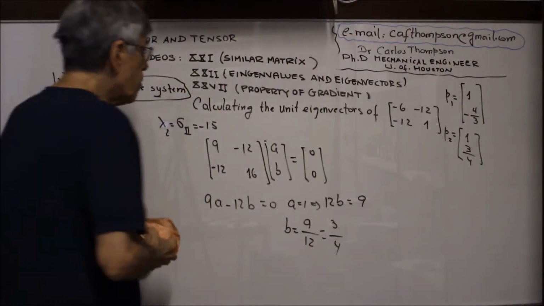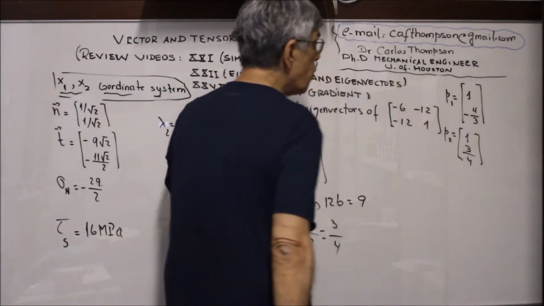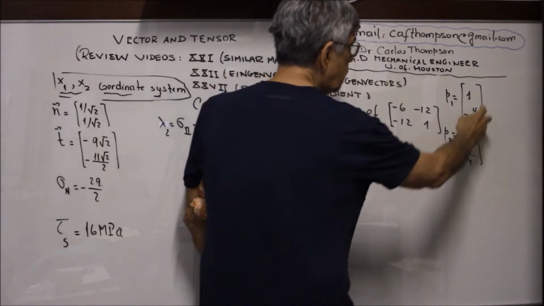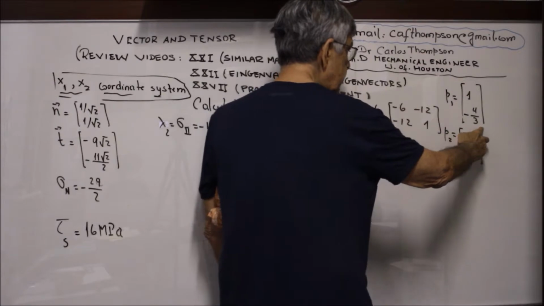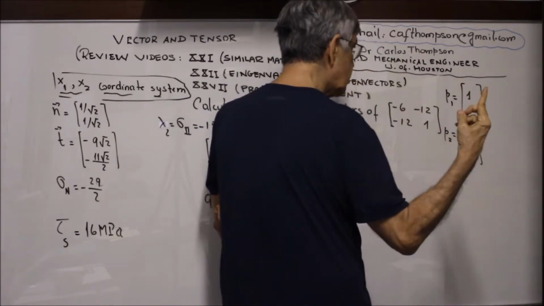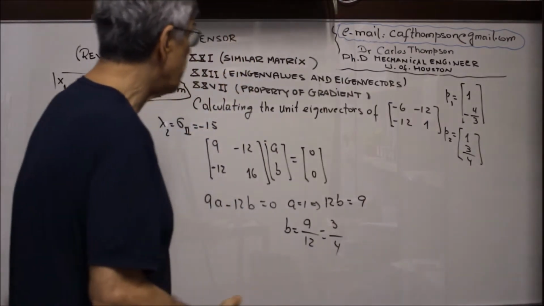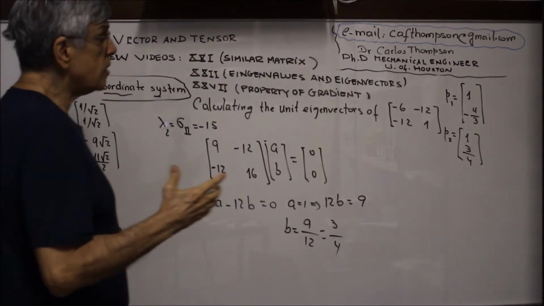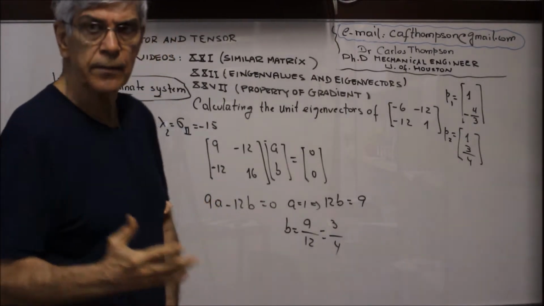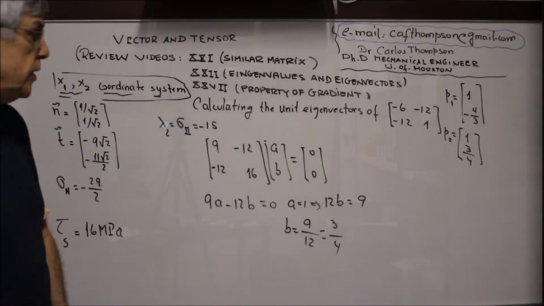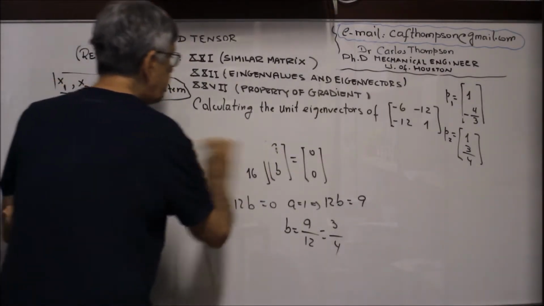But we want the orthonormal. You see, these two vectors, they are orthogonal. If you multiply 1 times 1 is 1, minus 4 divided by 3 times 3 divided by 4 is equal to minus 1. So P1 dot P2 is 0, because the stress tensor, the matrix, is symmetric, as we demonstrated in the last video. So let's calculate the unit vectors.